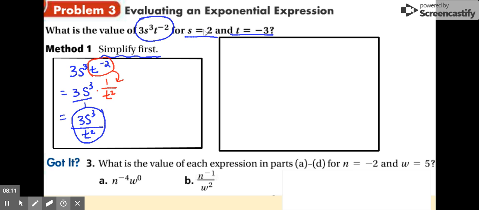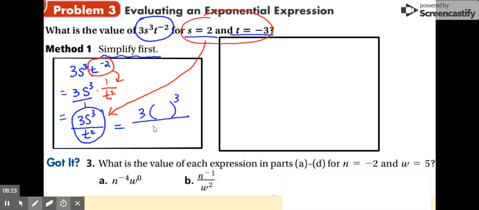And then what you're going to do is you're going to plug in. So now let's do this. Okay, so 3s cubed, and I'm going to put t squared. So what is s? s is 2. So I'm going to put 2 here, 2. And t, negative 3. I'm going to put it here, negative 3.